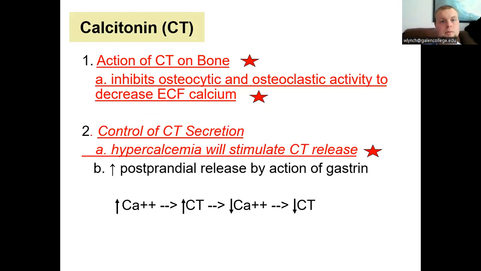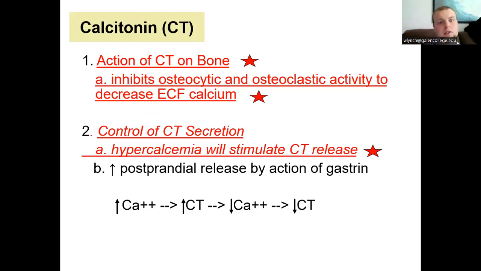Calcitonin is going to work in the opposite direction. This is going to inhibit osteoclast activity, and it's going to increase the osteoblast activity so that we can store more calcium. It also controls connective tissue secretion. So hypercalcemia will stimulate calcitonin secretion.